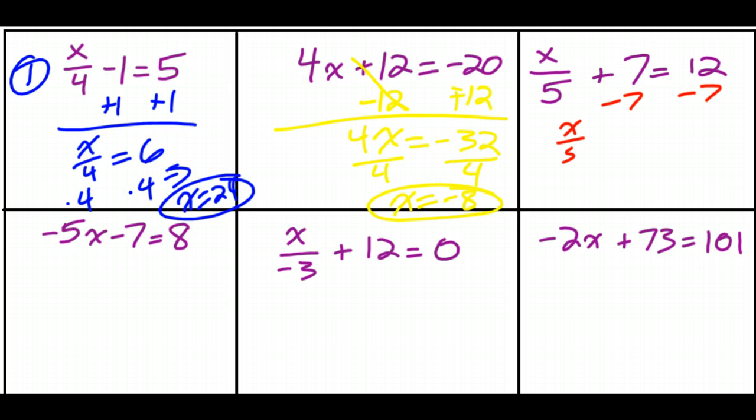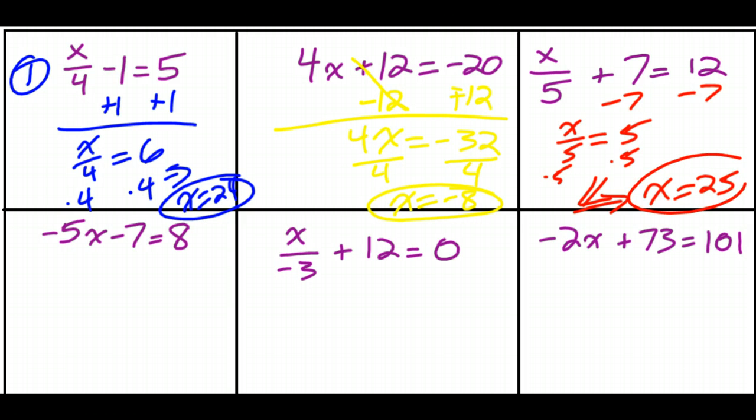For number 3, subtract the 7 out first. Get x divided by 5 is equal to 5. Multiply both sides by 5. On the left-hand side, we have x. On the right-hand side, we have 25.